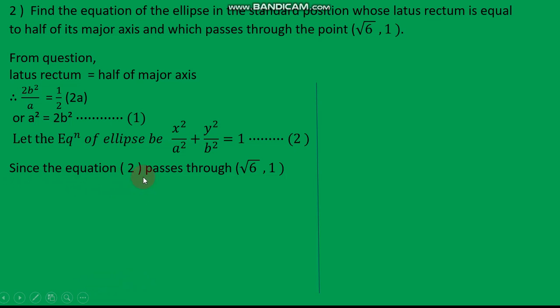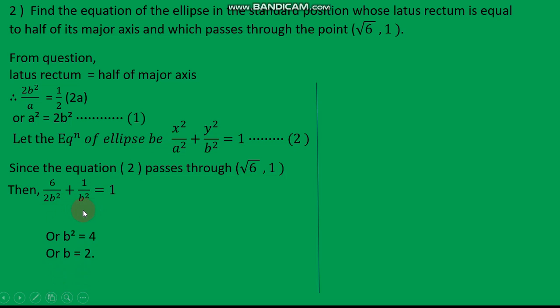Now since equation 2 passes through the point (root 6, 1), this is given here, we now put that value: 6 by 2b square plus 1 by b square, isn't it? A square equal to 2b square, and square of x, that is x is root 6, so the square of root 6 is 6. The square of 1 is 1.